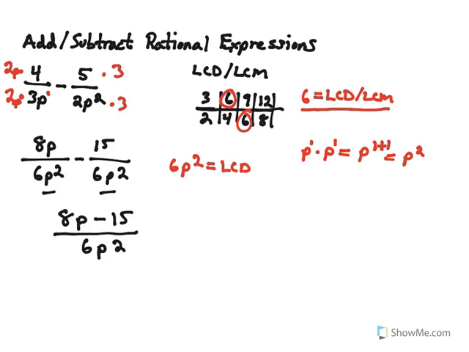Now, why can we not subtract it? It's because 8p is a different term than 15. This is just a constant, which is just a number, and this is a numerical with a variable attached to it. So those are different terms. It's like apples and oranges. You can't really combine them. So you have to leave it as 8p minus 15 over 6p squared. So this would be the final answer for that.